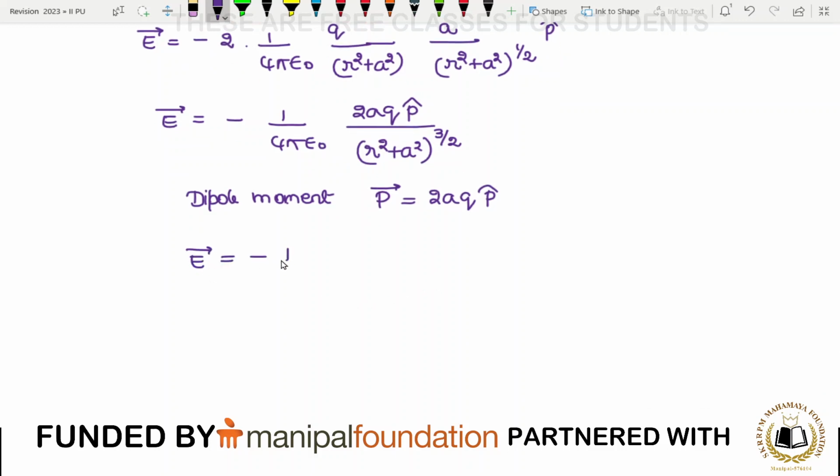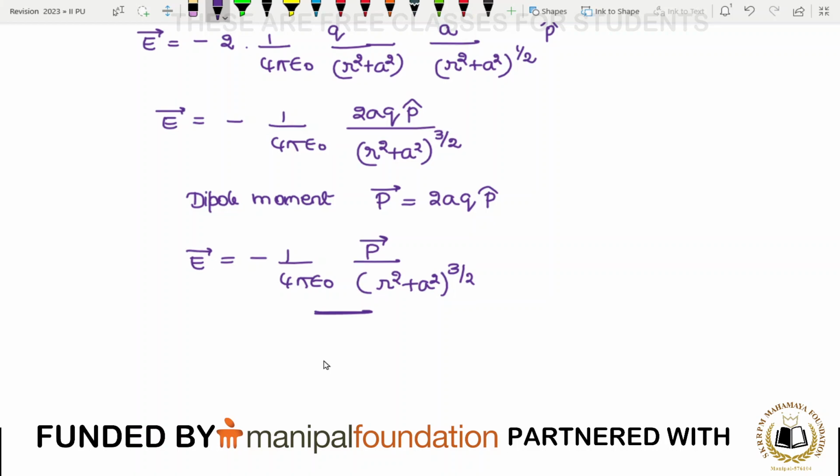So E vector equal to minus 1 by 4 pi epsilon naught P vector divided by R square plus A square to the power 3 by 2 is the equation. Now later we can try it for short dipole. That we'll do later. Now quickly we'll go to the derivation once again.